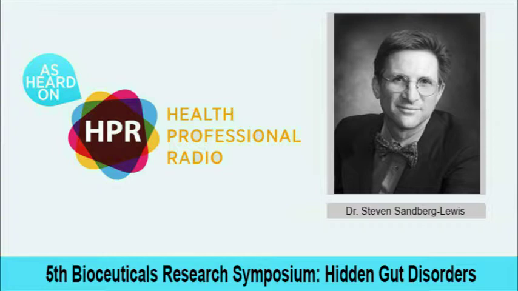Now, at this 5th BioCeuticals Research Symposium, you're going to be speaking on not only SIBO, but other hidden gut disorders. When we're talking about hidden gut disorders, how do you test for something like SIBO? The gold standard for testing for bacterial overgrowth in the small bowel is duodenal or jejunal aspirate and culturing. With that method, you can actually find out what the organism is and the level of overgrowth. But that is not commonly used because it's invasive and expensive.